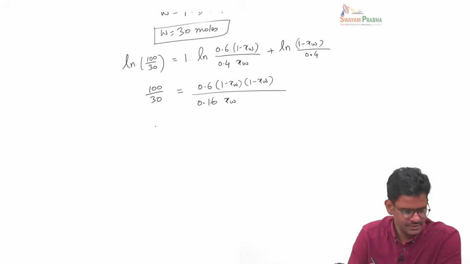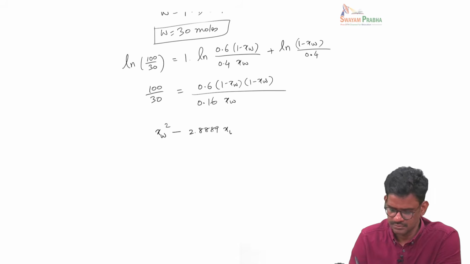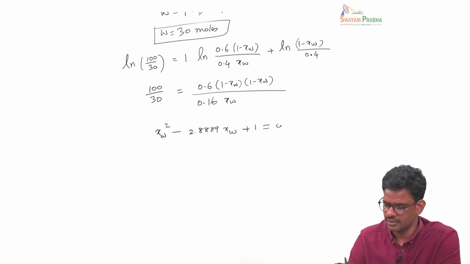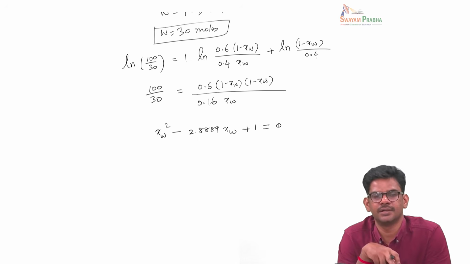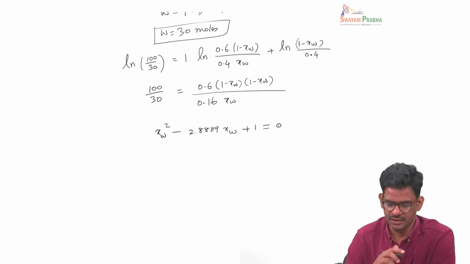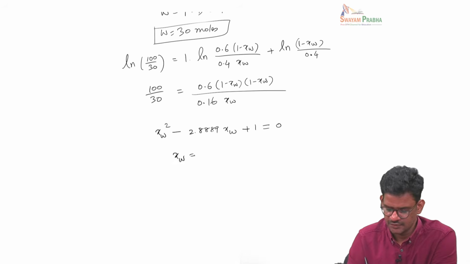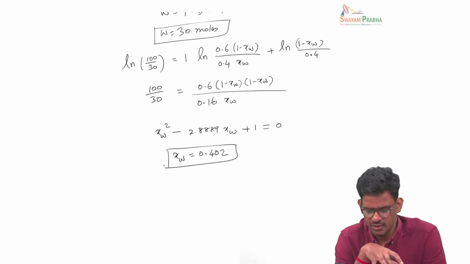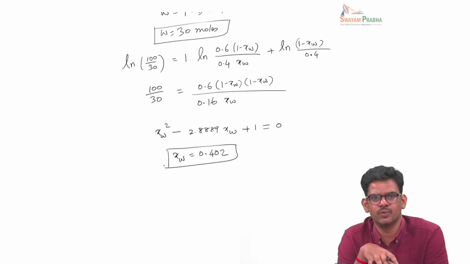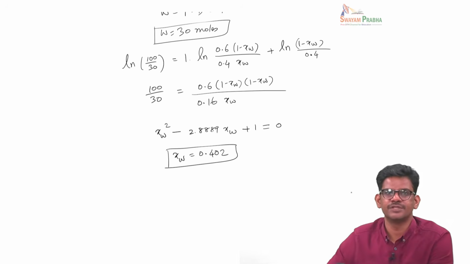If you rewrite this, we will get a quadratic equation for XW, and then you can solve this, and we will get XW as 0.402. You will get two solutions. The other solution will be more than 1, which is not permissible because it is a mole fraction. So we take the lower value, which is 0.402.